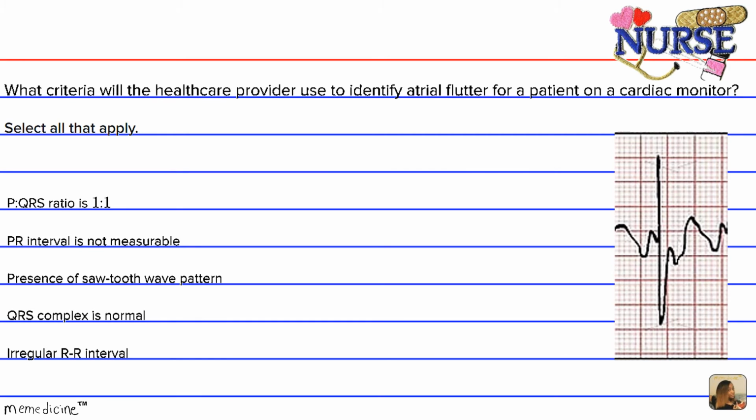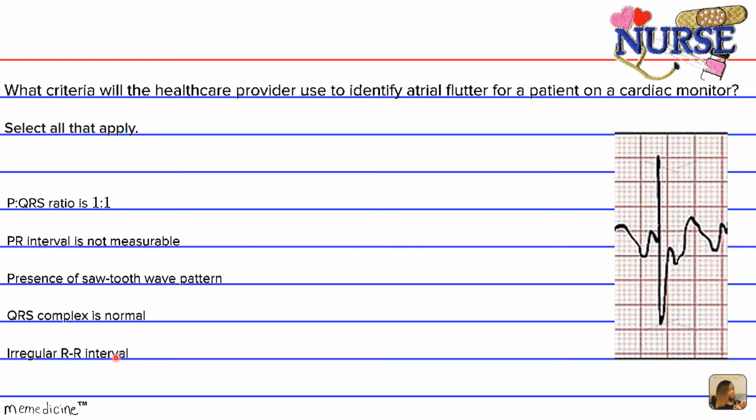Okay, so in order to answer this question, let's go over a little bit of background on atrial flutter. Atrial flutter is usually caused by irritable ectopic depolarization in the atria. Usually, the ventricular rate is regular, so the RR interval would be normal. That means answer choice E is out.